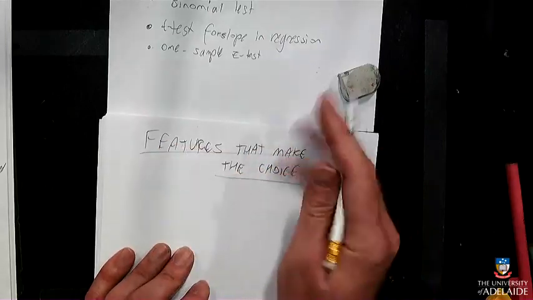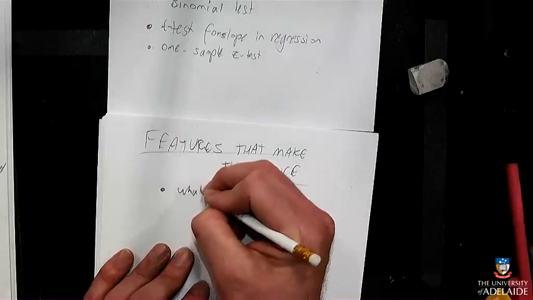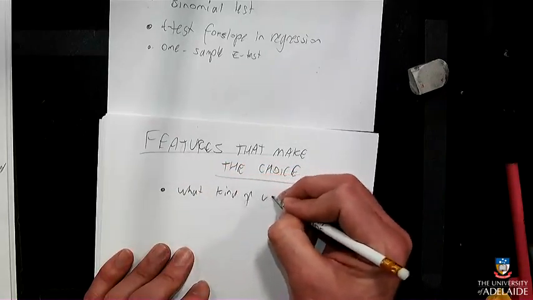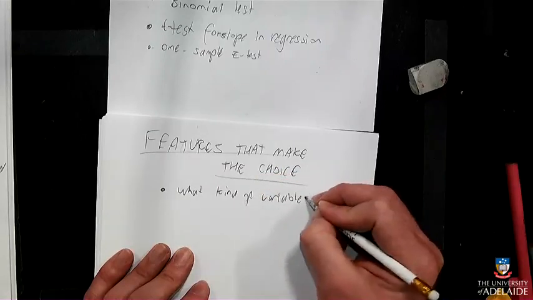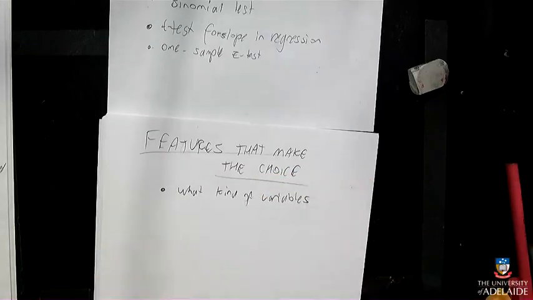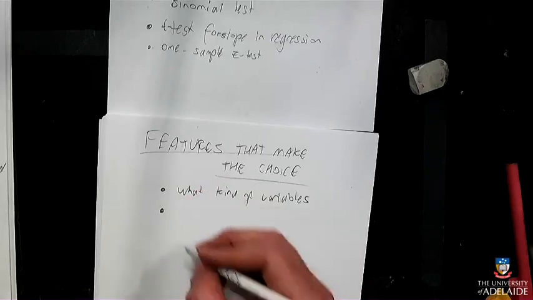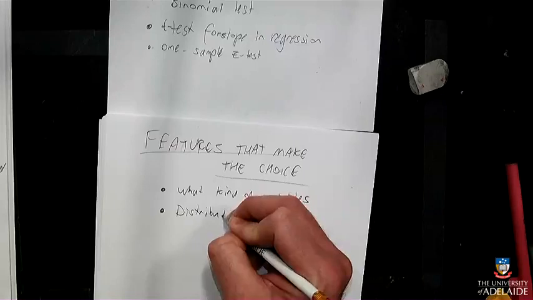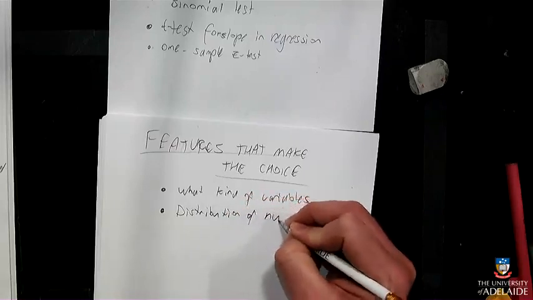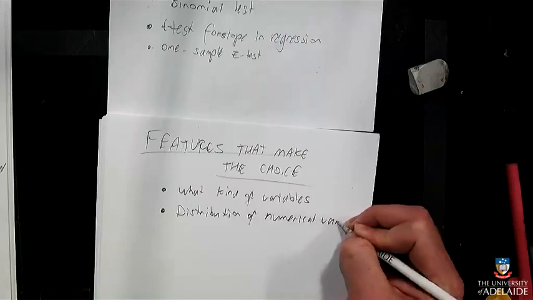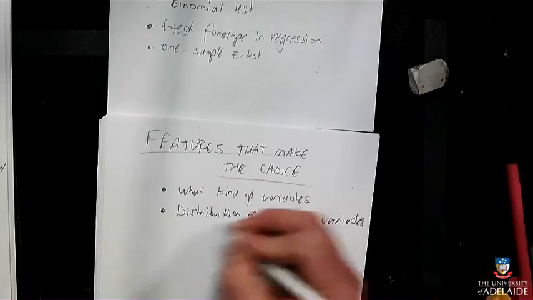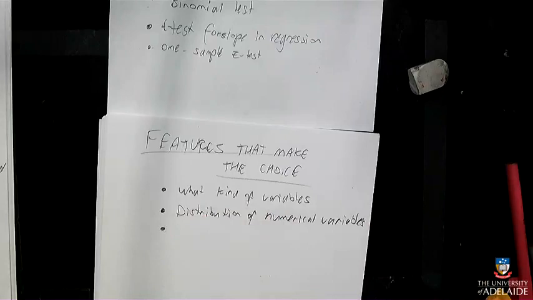So features that make the choice. Okay, what kind of variables you've recorded? So whether they're categorical or numerical, or whatever your lecturer calls them. Sometimes they call them qualitative and quantitative, anyway. The distribution of those variables makes a difference. How many categories the categorical variables have?